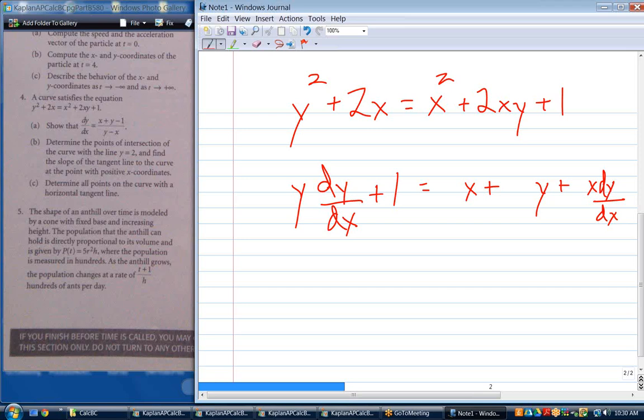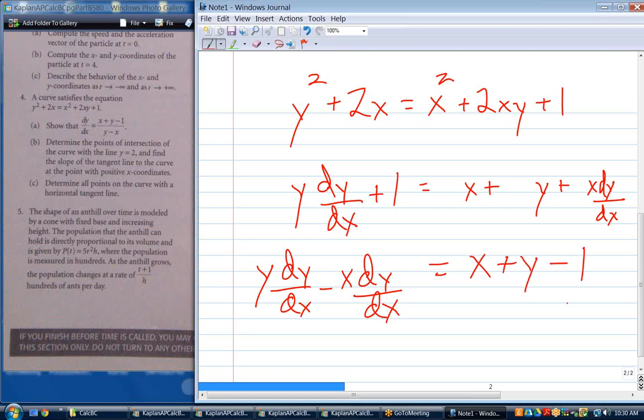Well, let's see. You'd have to say y dy dx minus x dy dx. In other words, we're going to gather all like terms together, the like term being dy dx's. Then you have equals x plus y minus 1. Then you could just say y minus x dy dx. In other words, we're going to factor out the dy dx here. So y prime times y minus x equals all of this.